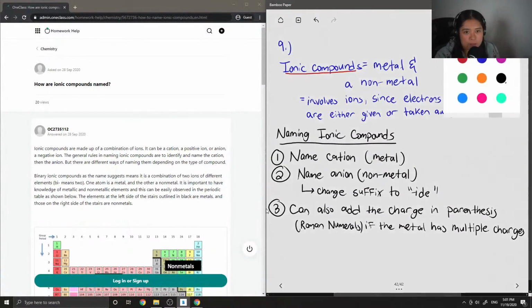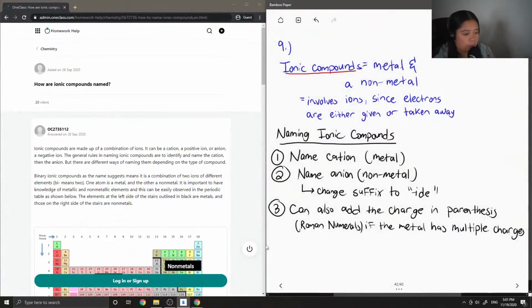Okay, so I'm going to write down an example. Let's say we had to name CuCl. First step is to name the cation. In this case, it's copper. Second step, name the anion. So it is chlorine, but we are going to change the suffix to "ide." So copper chloride.